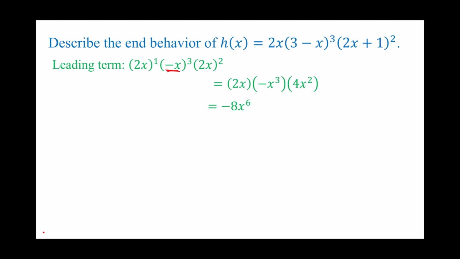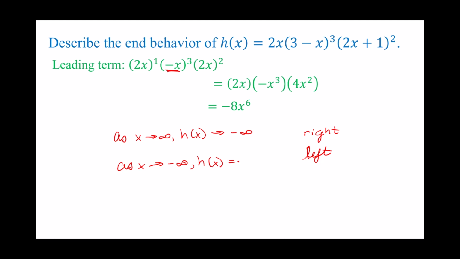So we have a negative leading coefficient, and the degree of our polynomial is even. So as x approaches infinity, h of x is approaching negative infinity. That's what's happening on the right side. And as x approaches negative infinity, so that's the left side of our graph, then h of x is approaching negative infinity. It's going the same direction as what's happening on the right side because we have an even degree function.